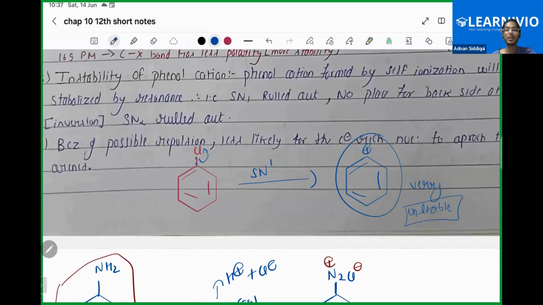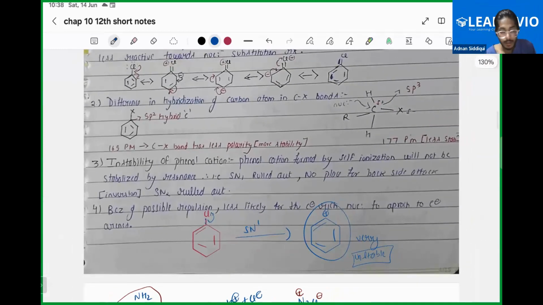If something is unstable, as I told you in the early classes, it will not exist for a long period of time. It will just appear and disappear. If a nucleophile has to attack somewhere, that site needs to exist for some time, so that the nucleophile can observe it, come closer, and attack. If the site is just appearing and suddenly disappearing due to instability, the nucleophile won't be able to attack it. So if we go with the phenyl cation, it is very unstable, it won't exist.